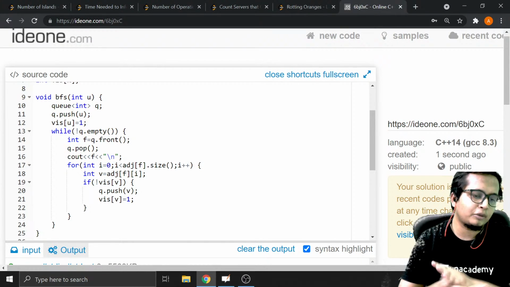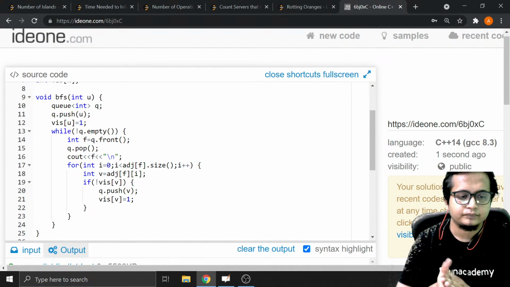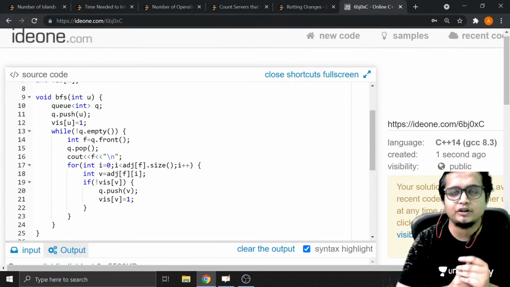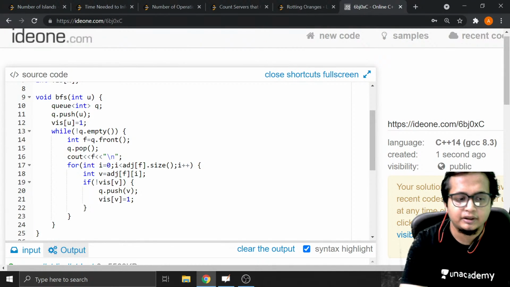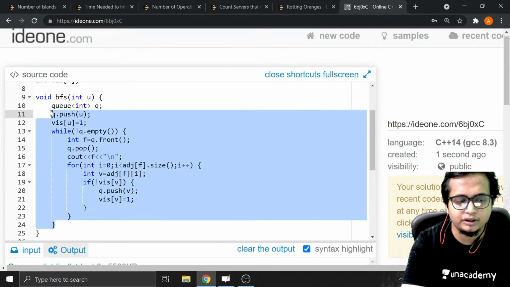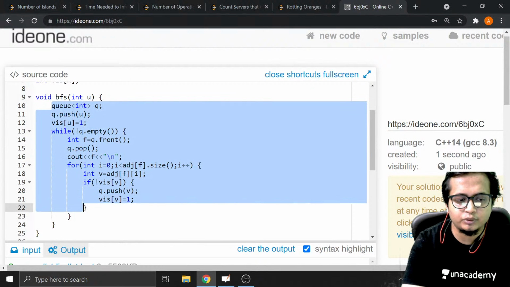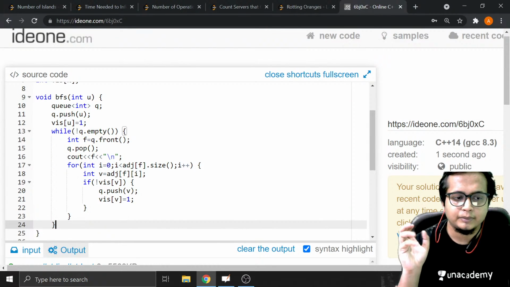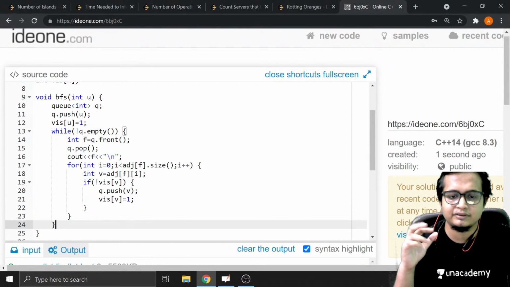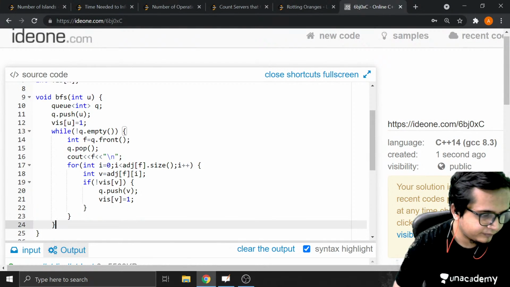Yeah, we can find the connected components using BFS also. But we find the connected components mostly using DFS since DFS is very short to write. Okay, so BFS is slightly longer. If you remember the code for DFS, it was I think only 3 or 4 lines. But the code for BFS is slightly lengthier. It is almost double the length of DFS.